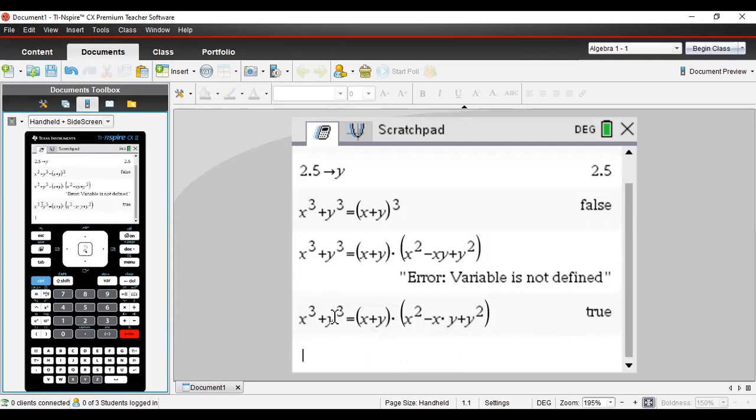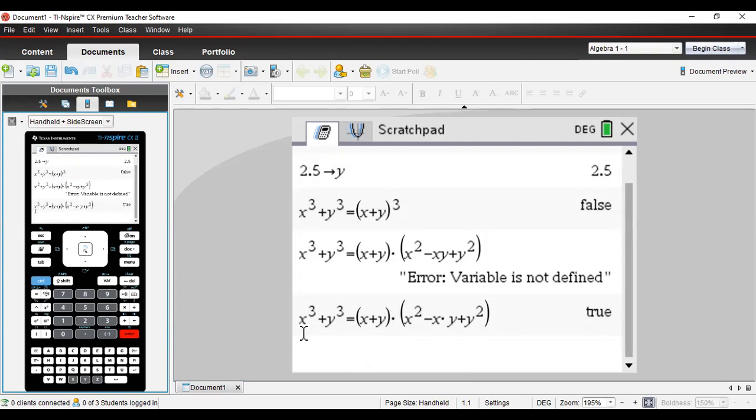That means that these two expressions are equivalent to each other no matter what numbers you put in for X or Y. You can put in any number for X, any number for Y, and this is going to be a true statement. That's what an identity means. So anyway, the answer for this one is number 2.